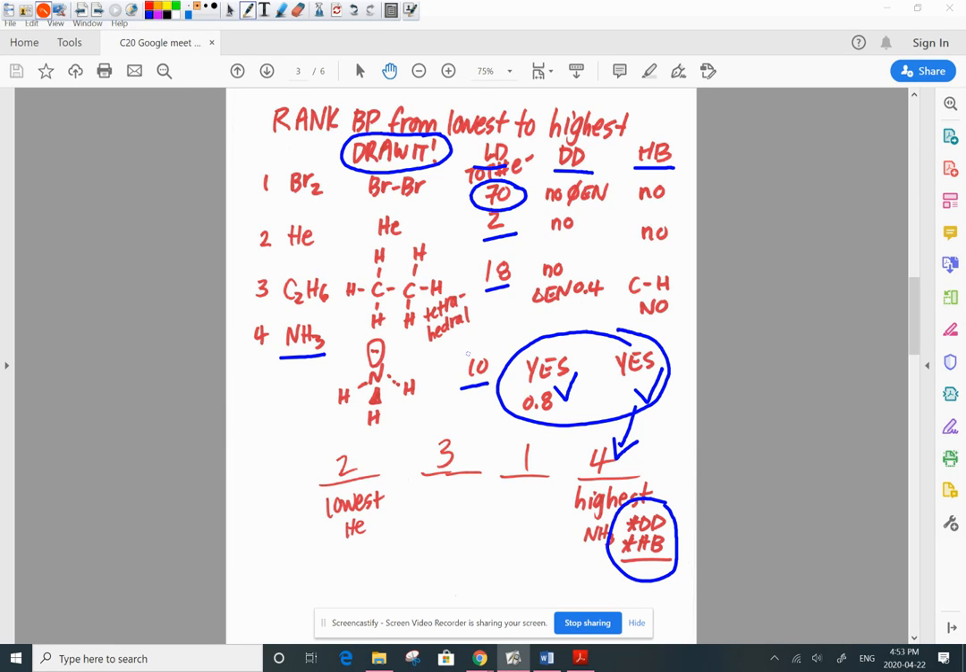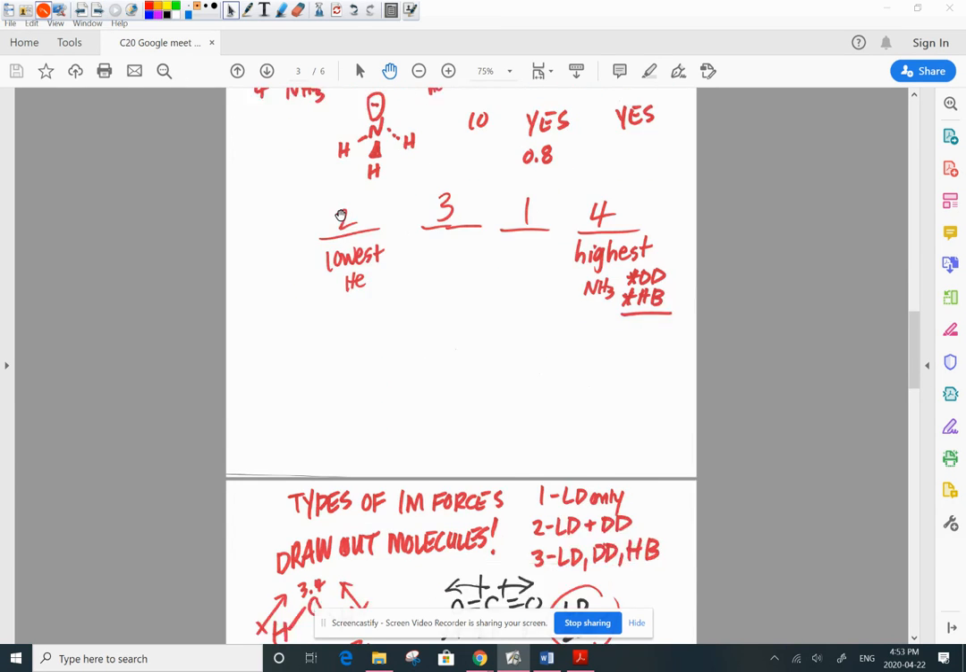Ethane, second lowest, and now we're talking bromine because it has 70 electrons. Okay, what else did we need to talk about?